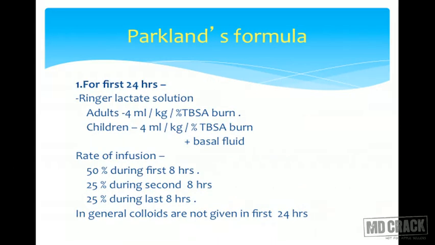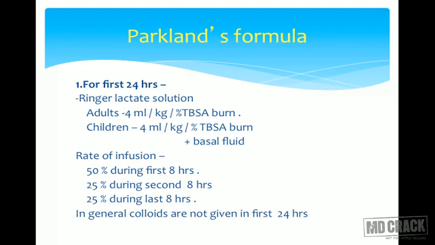How do you calculate fluid requirement? For the first 24 hours, fluid is given as follows. You have to give Ringer lactate solution. In adults, it is 4 ml per kg per percent of burns. In children, it is 4 ml per kg per percent of burns, plus you have to add basic fluid requirement. So this is the change in children. So you may be asked to calculate fluid requirement in first 24 hours. How do you infuse? The rate of infusion is 50% during the first 8 hours, 25% of the total requirement in the next 8 hours, and the remaining 25% in the last 8 hours. So this is how you calculate.